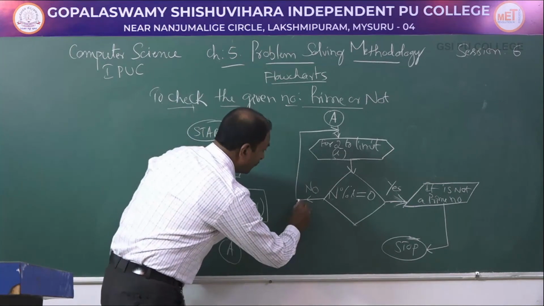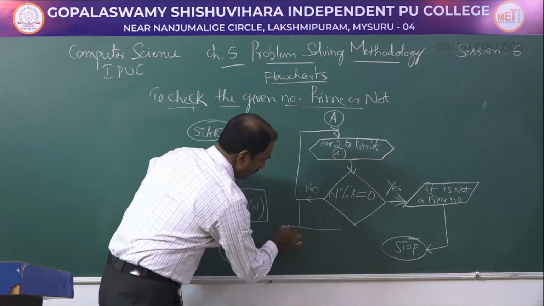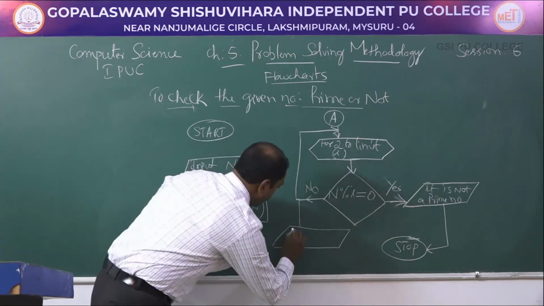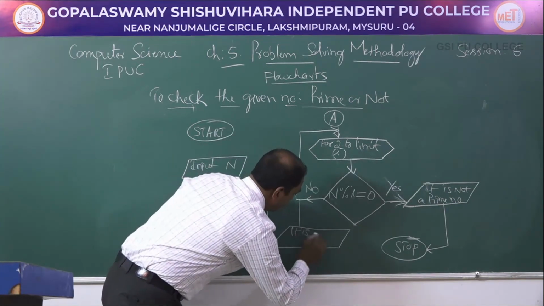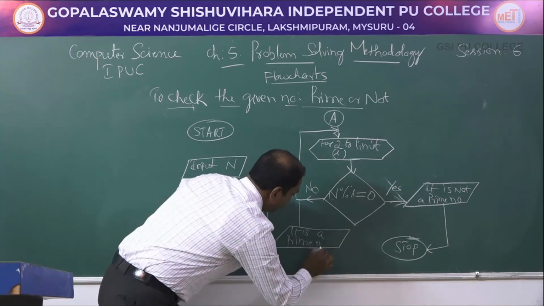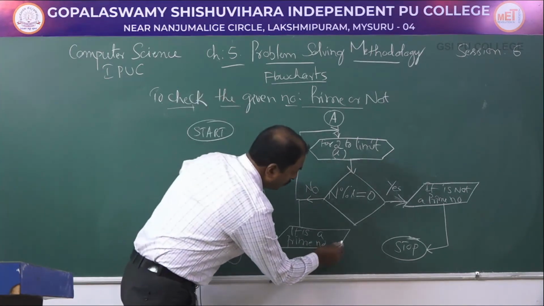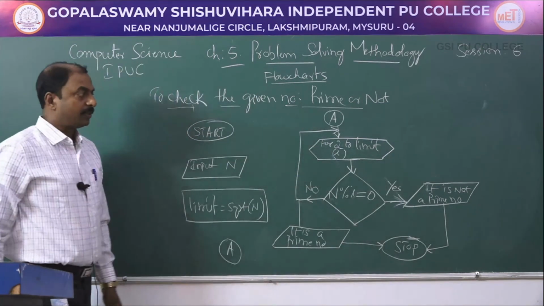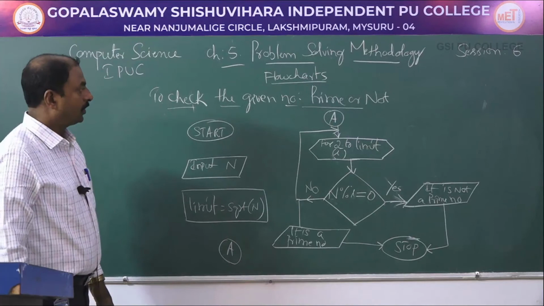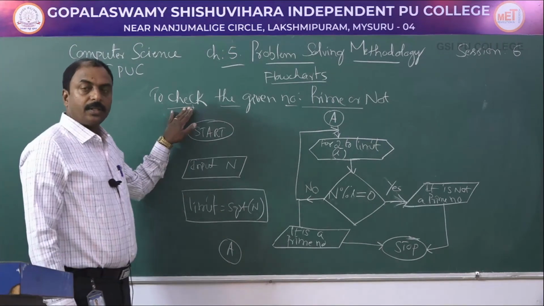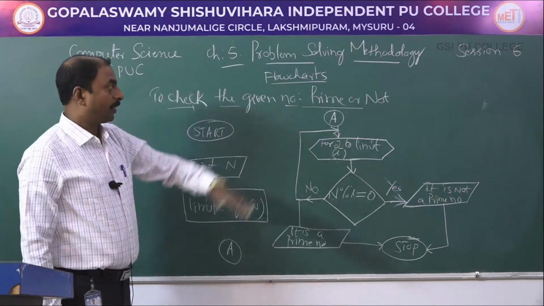So we are printing here it is a prime number. Then we have to stop this flowchart. So this is a flowchart to check whether the given number is a prime number or not.